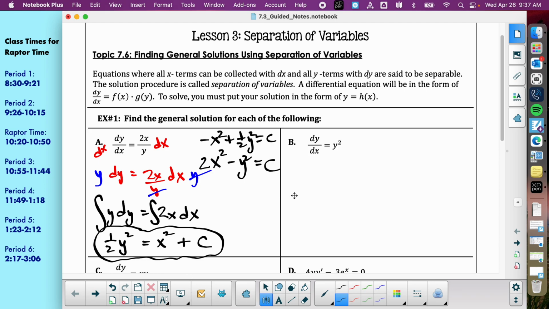Okay, should we go to a harder one or should I have you guys try B on your own first? B? Oh, all right. So I definitely got some people wanting B first. Try B on your own. See if you can get that answer relatively quickly.